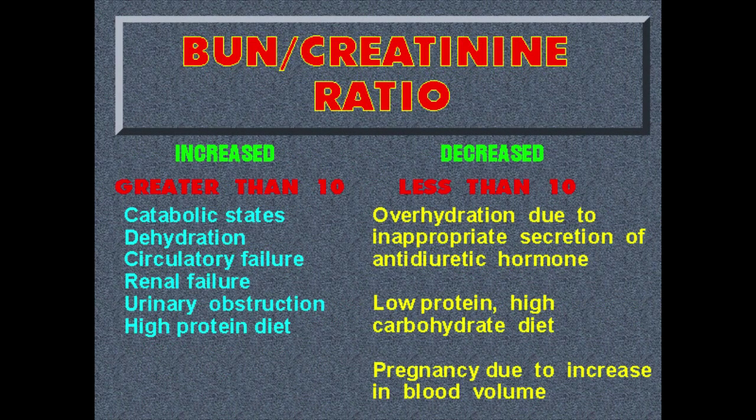When the BUN creatinine ratio is high, think too much protein, either from the diet or a breakdown of tissue, as in catabolic states such as fever, tissue trauma, internal bleeding, dehydration, or a fall in renal blood flow and renal obstruction or renal failure.